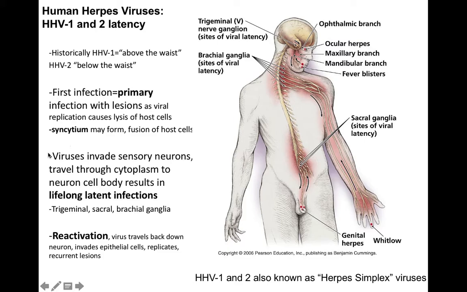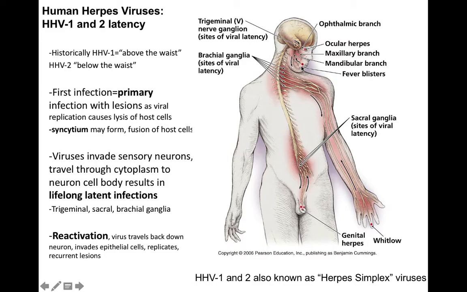So now with the human herpes virus type 1 and type 2, after they replicate in the epithelial cells, right, say of our mouth or of our fingers or of our genital tract, then they invade the sensory neurons. Isn't this amazing, you guys? They invade the sensory neurons and they travel up the axon through the cytoplasm to where the neuron cell body is, where the nucleus would be located, and they just hang out there, right? And again, this could be for lifetime.